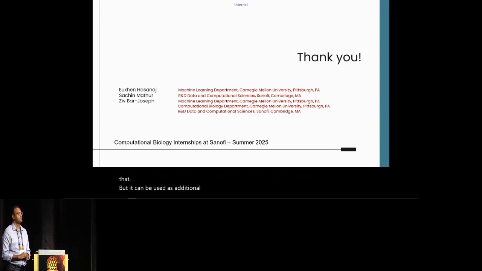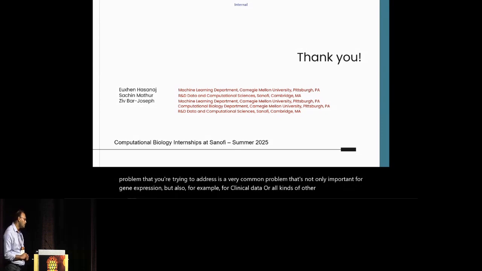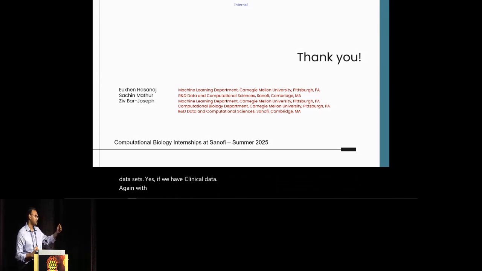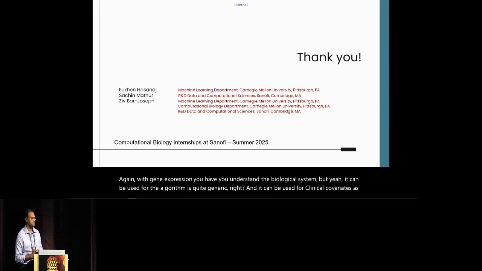Yeah. Thank you for a very interesting talk. I was wondering whether you could apply this method also to other kinds of data, because the problem that you're trying to address is a very common problem that's not only important for gene expression, but also, for example, for clinical data or all kinds of other biological data sets. Yes, if we have clinical data, again, with the gene expression, you understand the biological system, but yeah, the algorithm is quite generic, right? And it can be used for clinical covariates as well. Thank you.